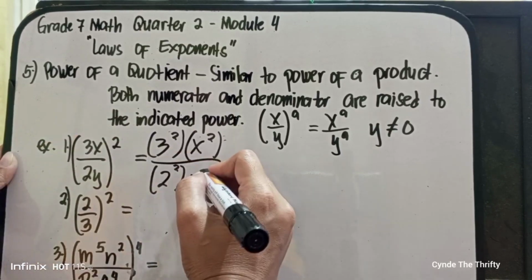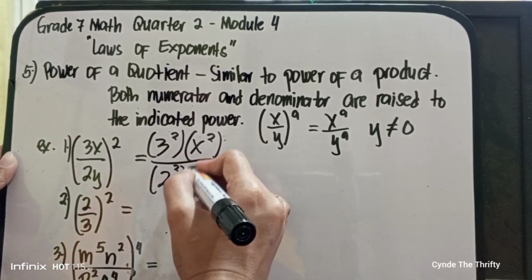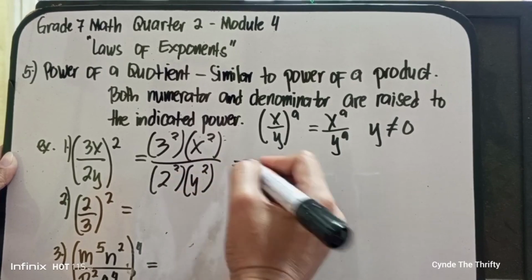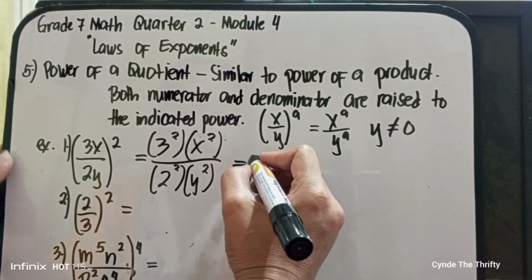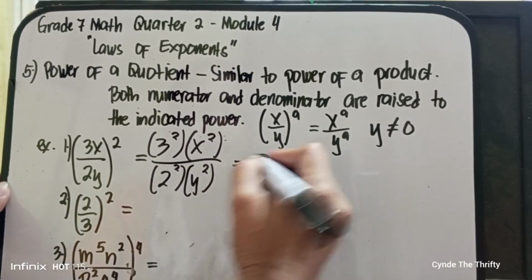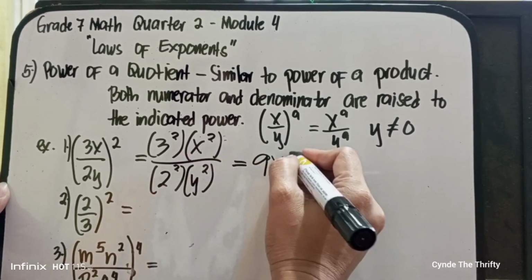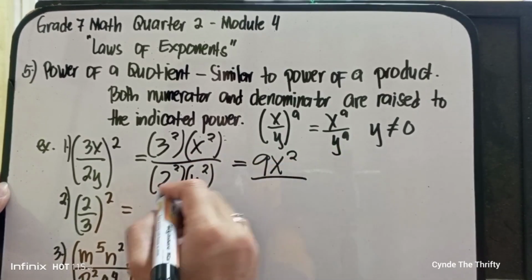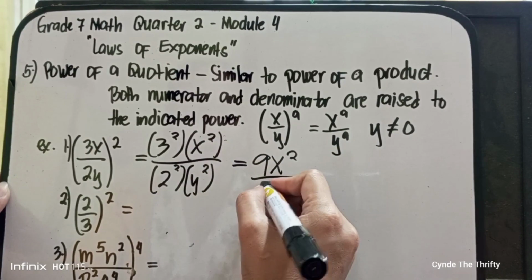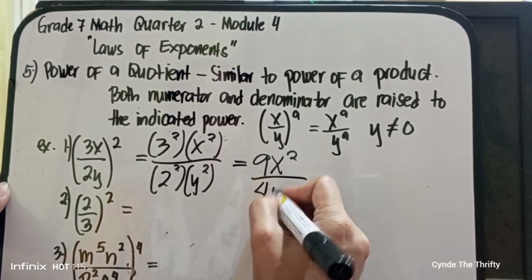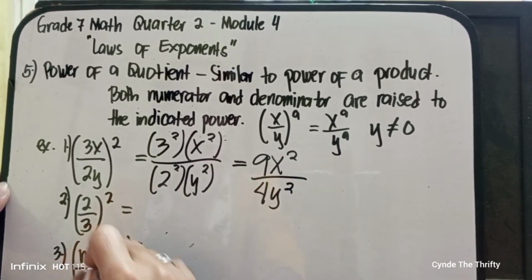So, y squared. So, that is 3 squared is equal to 9, 9 and then x squared. 9x squared divided by 2 squared is equal to 4, and y squared. So, yan na yung sagot natin.